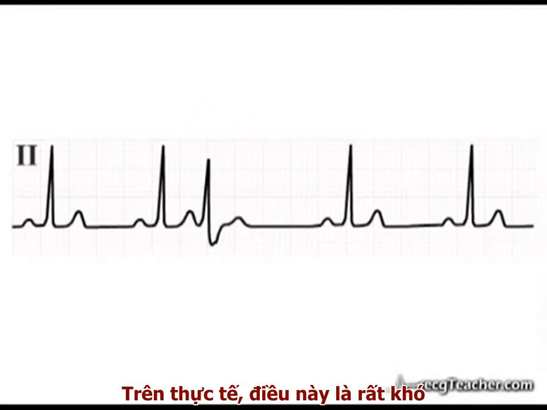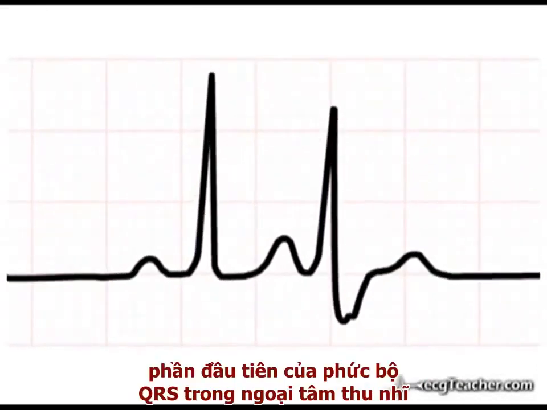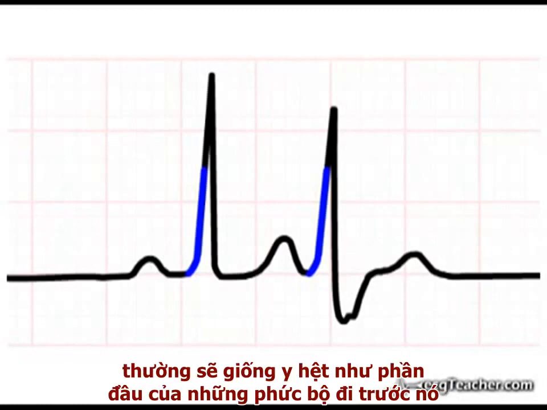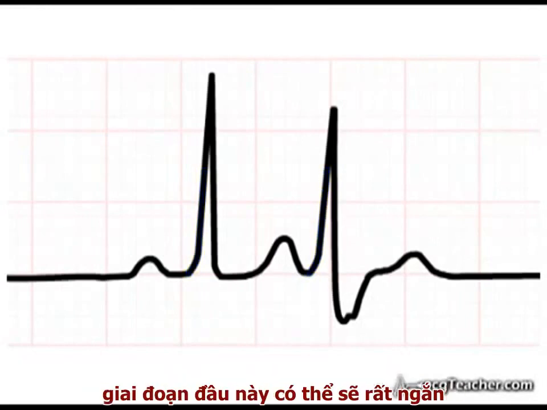How can we tell such an aberrantly conducted premature junctional contraction from a premature ventricular contraction? Well, in truth, often with great difficulty. However, as the initial events of ventricular depolarization occur as normal, the initial portion of the QRS complex of an aberrantly conducted premature junctional or premature atrial contraction will often be identical to the initial period of the preceding normal complexes. If the block is close to the AV node, this initial period can be very short.